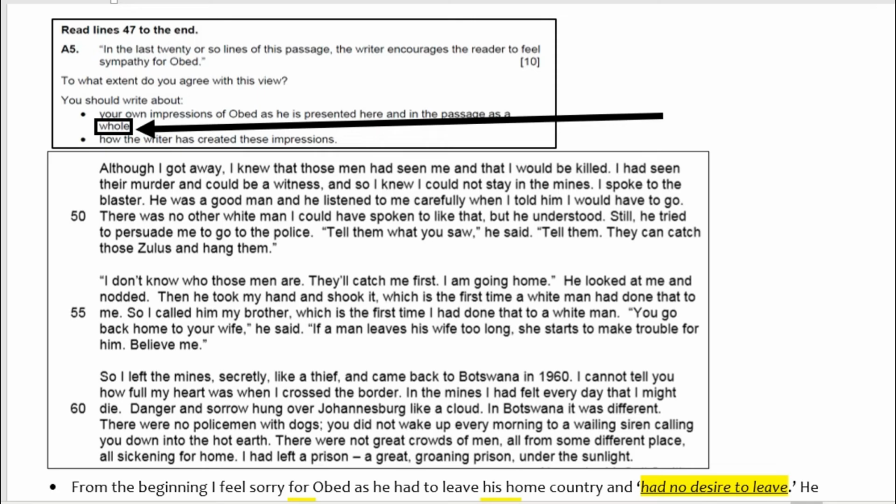So in this case, it says the writer encourages us to feel sorry, or sympathy, for Obed. So you look for 7 to 10 quotes that make you feel sorry for Obed. Really important with this question: if you read above question 5, it said read lines 47 to the end.